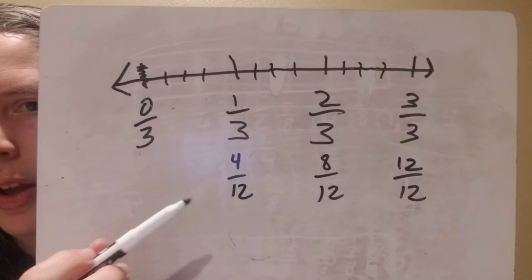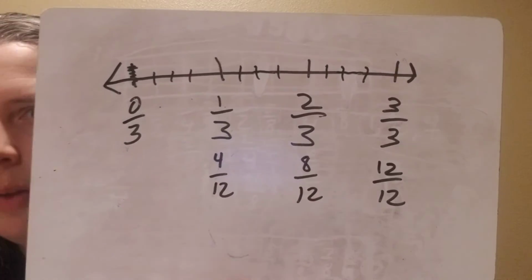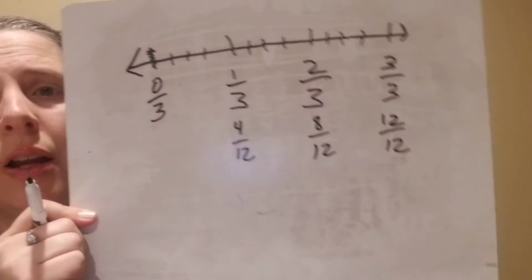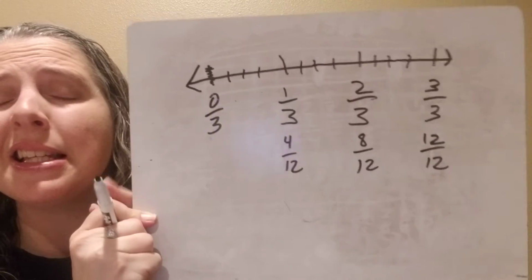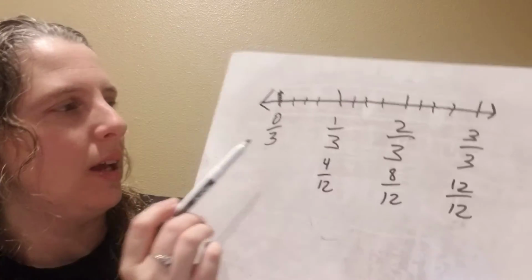should look just like this. 4 12s, 8 12s, 12 12s. Okay? So what we're going to be working on is something you've already done. It just hasn't been on a number line. I just want you to see it. That's why we're working on this.